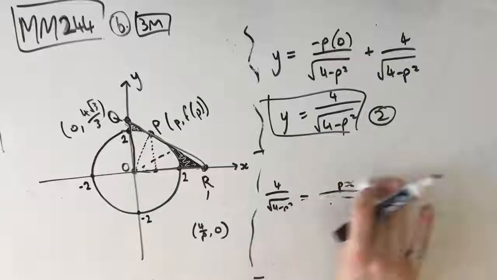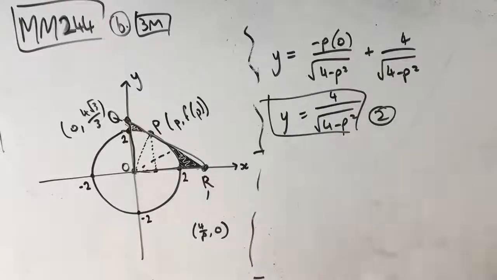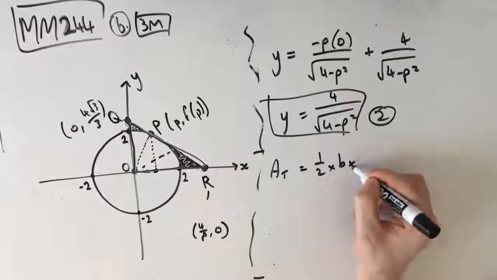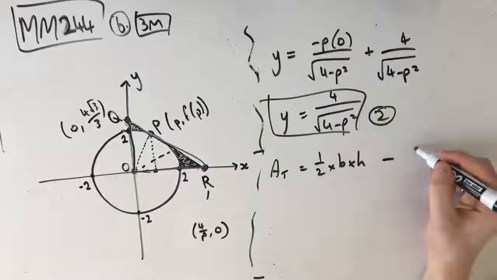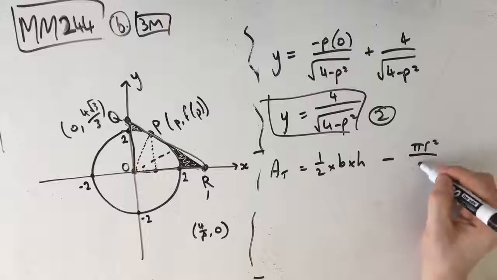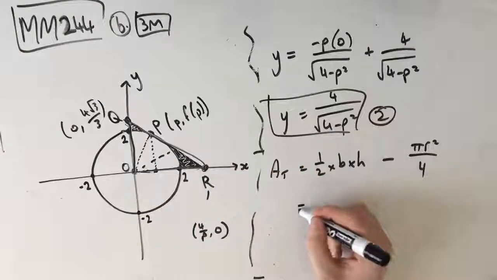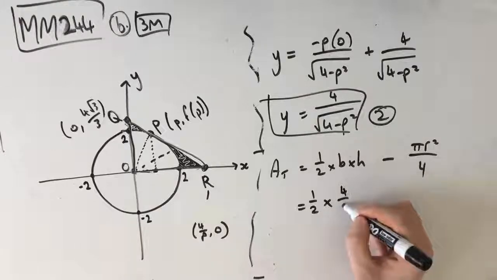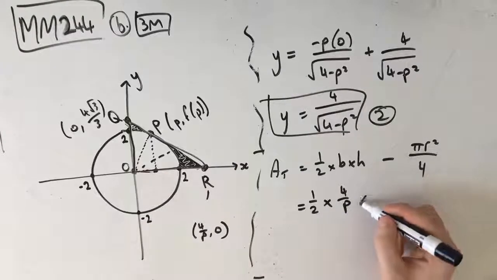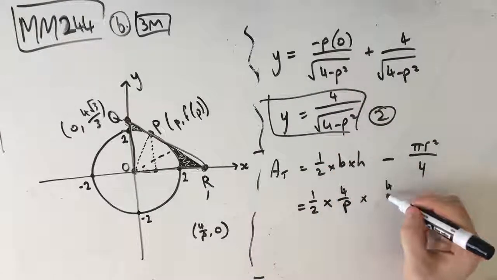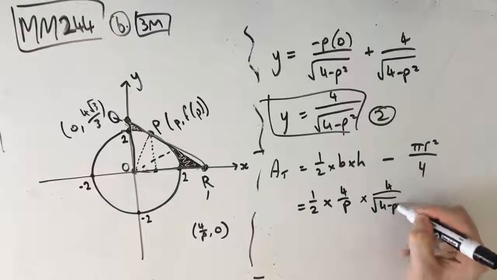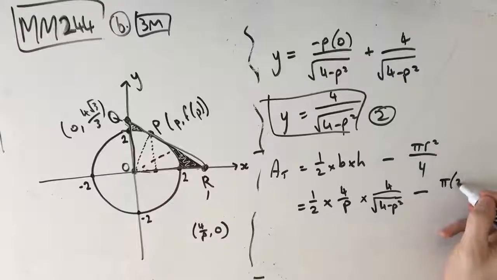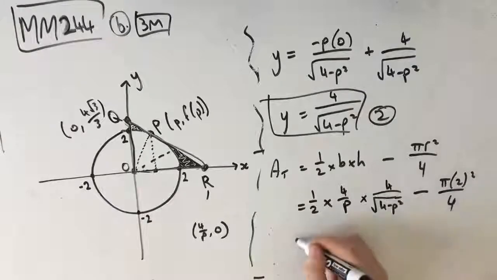So from here, we can simply now sub into our formula. We know that our total area is the triangle, which is half times base times height, minus our circle, which is pi r squared over 4. Well, it's a quarter circle. Now, our base is 4 over p, and our height is our y-intercept, which is 4 over root 4 take p squared. Awesome. Minus pi times 2 squared over 4.